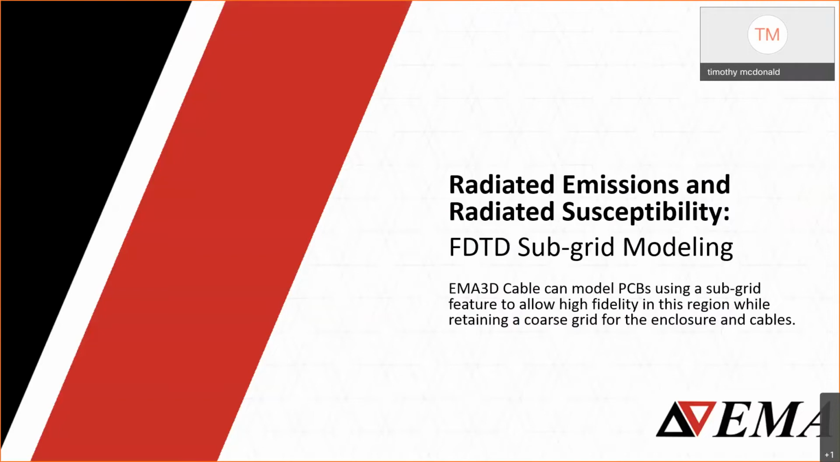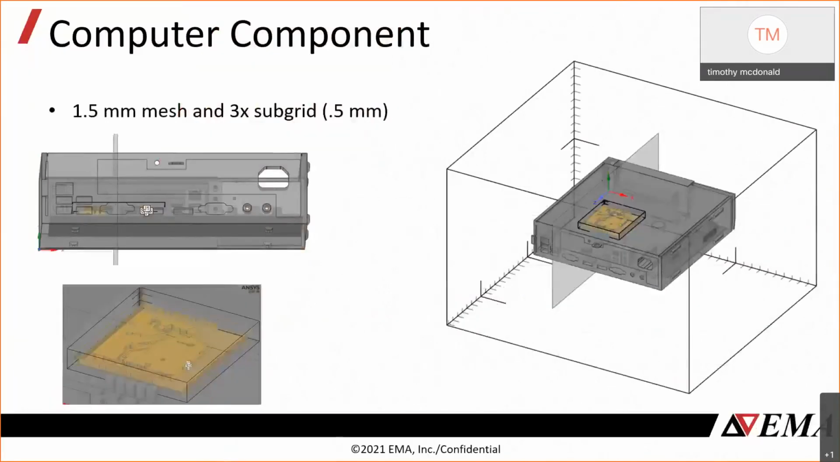Okay, let's talk a little bit more about radiated emissions and radiated susceptibility, especially looking at subgrid modeling. So with EMA3D cable, we have the ability now with R2 to do a subgrid where we're going to have higher fidelity in certain regions of the simulation space. So we can keep our grid coarse for the enclosure, but we can have a higher resolution grid around the PCBs. So in this case, let's take a look at a computer component, and this is an enclosure.